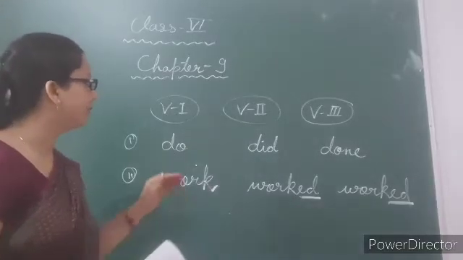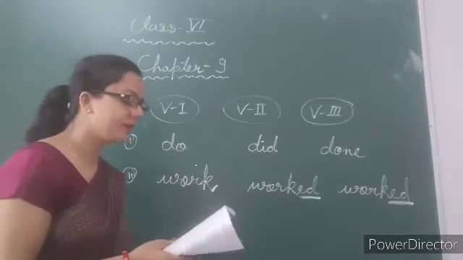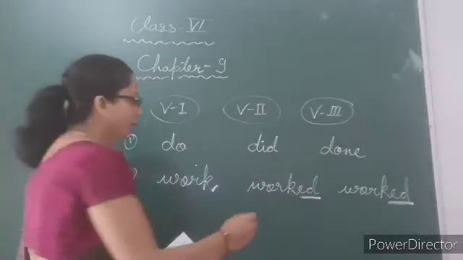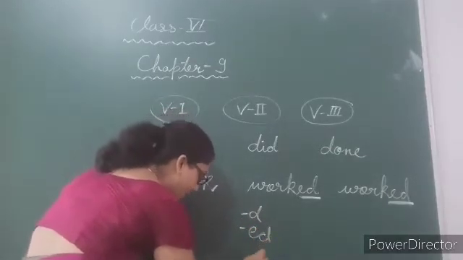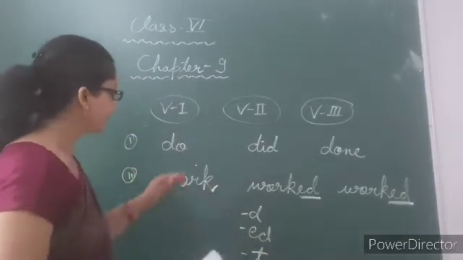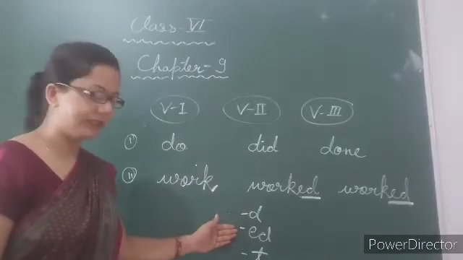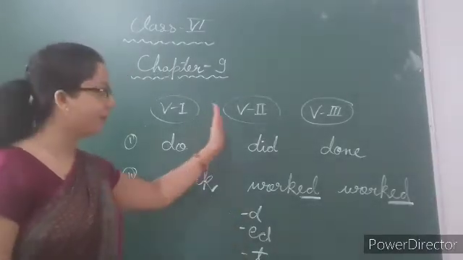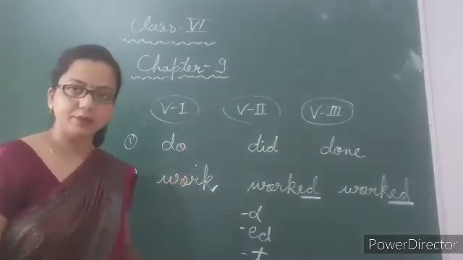So in the regular verb, if we talk about regular verbs, then a regular verb forms the past tense by adding only d or ed or t to the base form. If we add d or simple ed or only t to the base form to make the past form, then it is known as a regular verb.